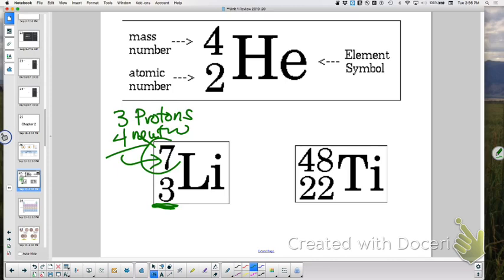Lithium's not happy because he has how many electrons? 3 electrons. How many can we put in the first energy level? 2. How many are left? 1. Where's that going to go? Is he happy? No. What will he do? He will either share, or he will give it away. If he gives it away, what will his charge be? Negative.